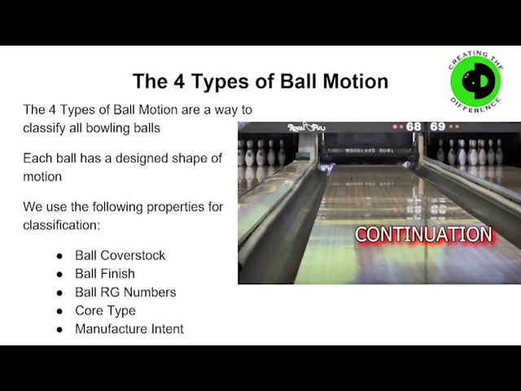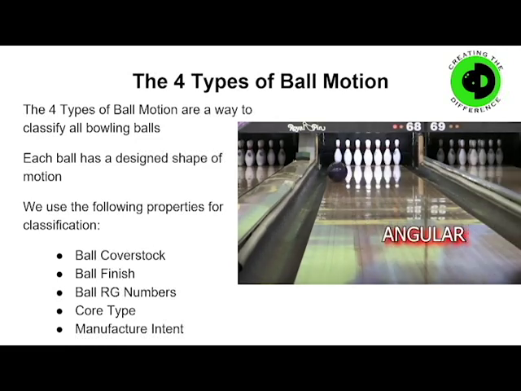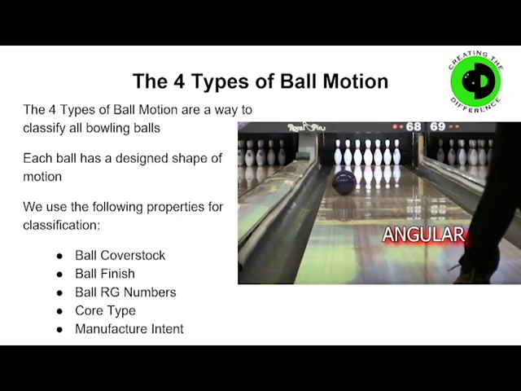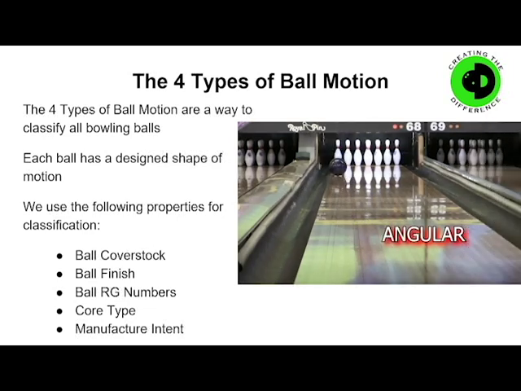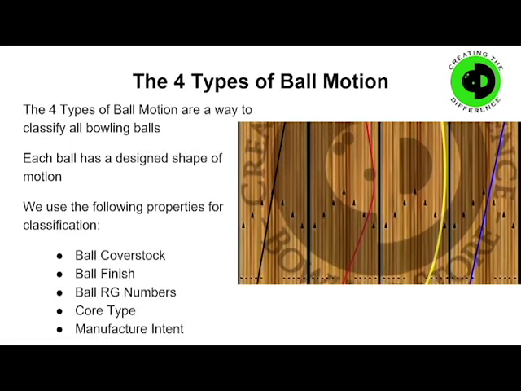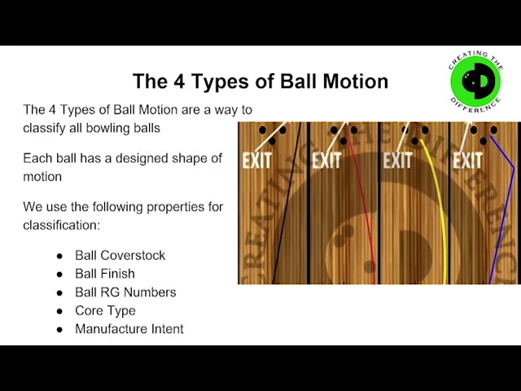Angular is as it sounds. It will go the longest down the lane and make a sharp, hard move toward the pocket. See the ball getting down the lane right there. Gets to the break point, makes an angular move, and it finishes over the 9-pin spot. And in this case, it actually leaves the 8-pin. And then straight is, as you would imagine, the ball goes straight. So remember, all bowling balls that are made will fall into one of these four types of ball motion.